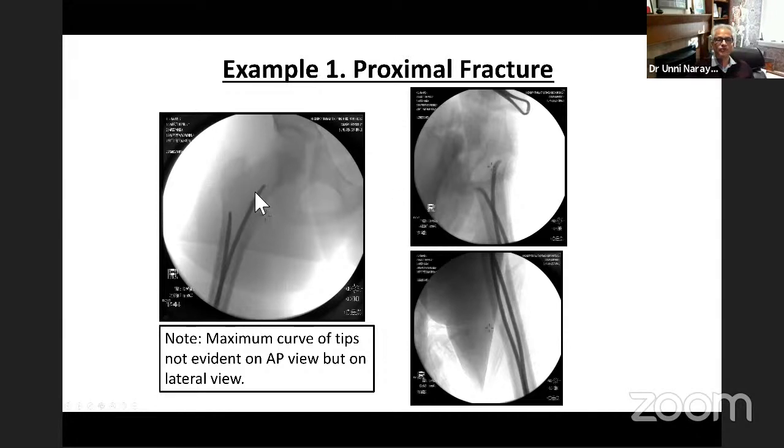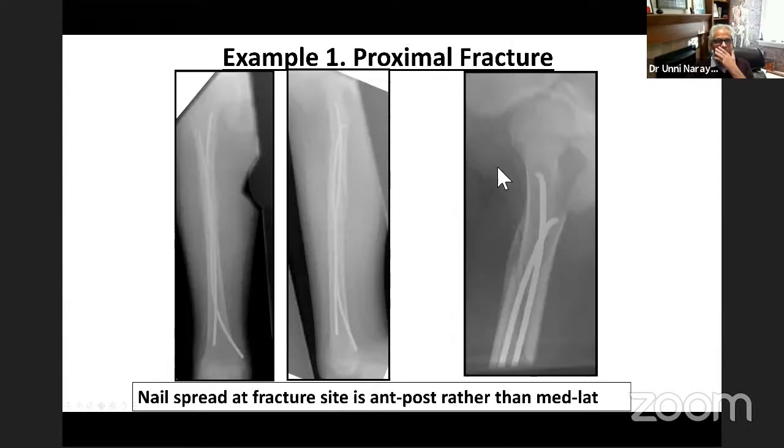So on your AP view, you shouldn't see the maximal contour of a rod here. It should be seen more on the lateral view. So here's an example of that. You can see that the plane of the fracture is really in the coronal plane.